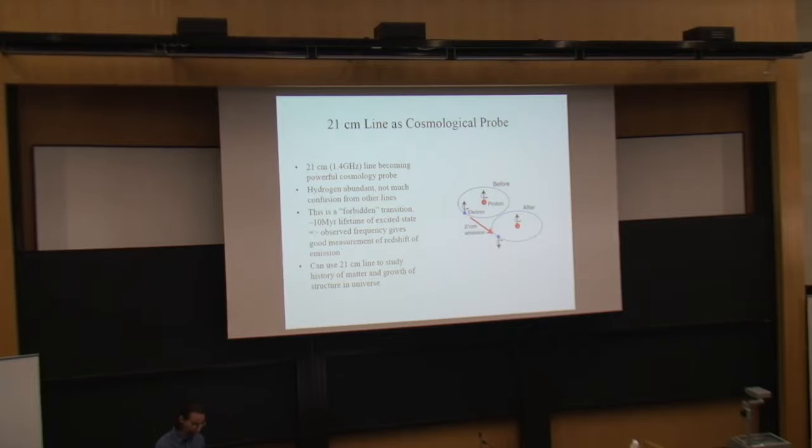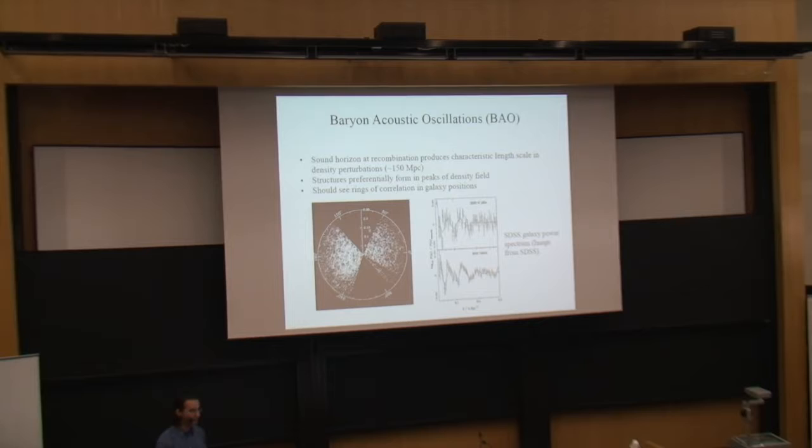The thing that we're primarily looking at is the baryon acoustic oscillations. So if you go back before the CMB, you have the primordial plasma, gravity wants to collapse over densities, and electromagnetic radiation provides the restoring force. You set up these acoustic oscillations, and the sound horizon at the time of recombination gives you a characteristic scale of 150 megaparsecs. This has been seen in optical surveys, SDSS and others.